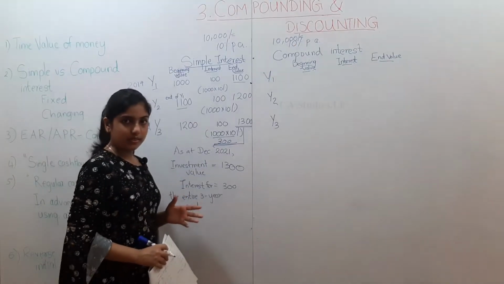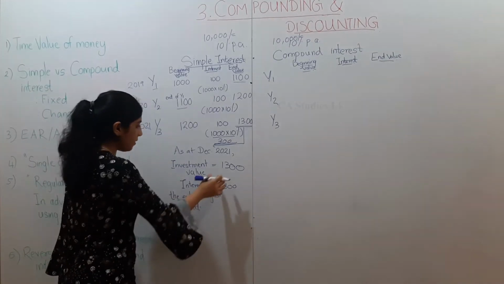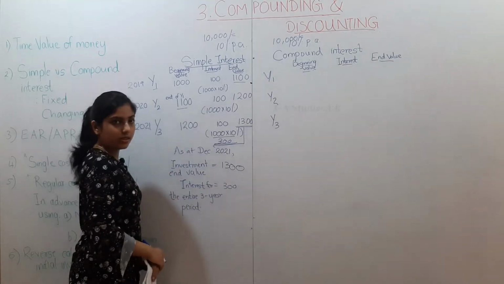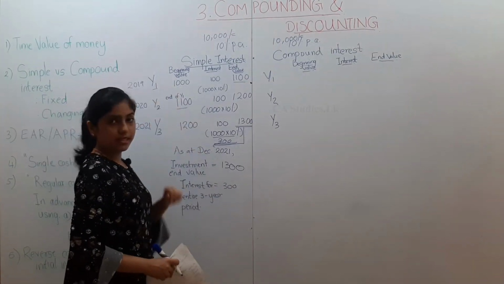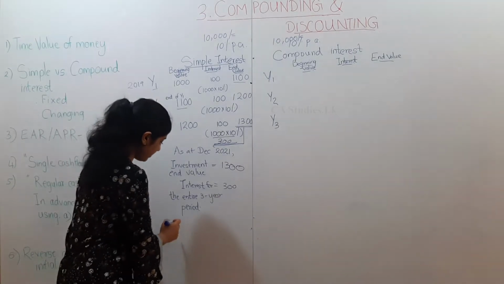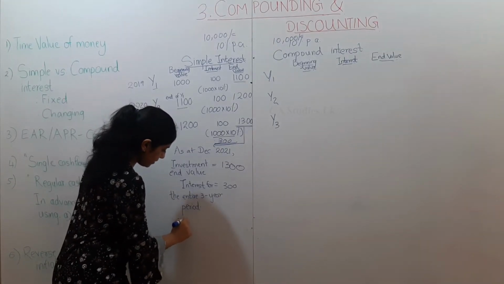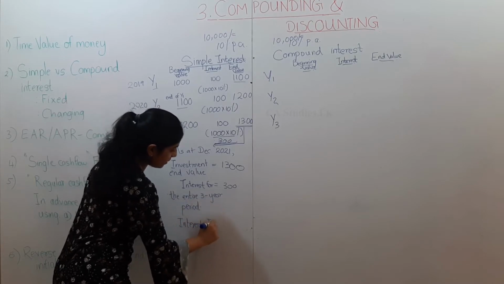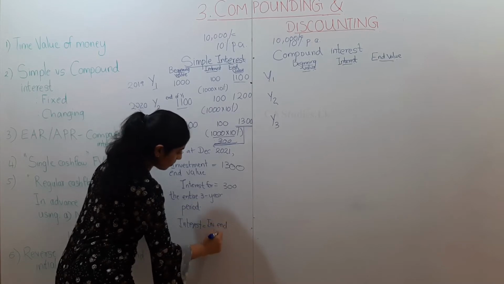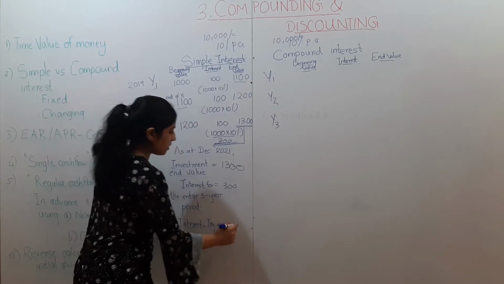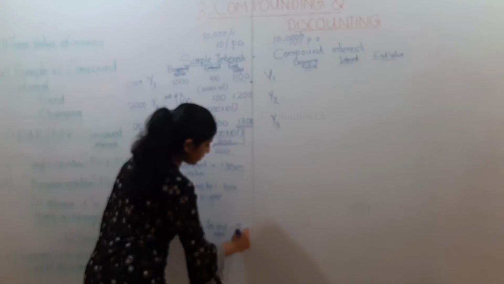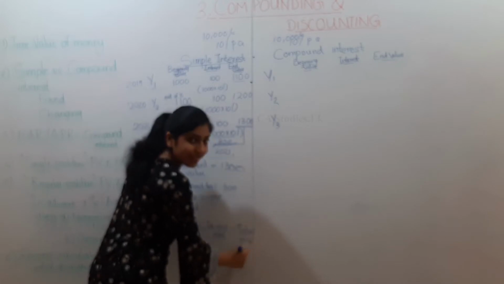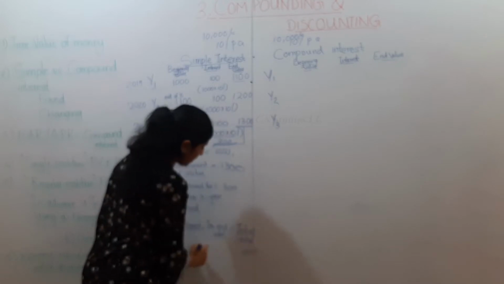A second method is: you have the investment end value as at year 3. You also have the investment beginning value. So, isn't this formula correct? Interest equals investment end value minus initial investment value. It is correct, right? So, the difference will be your interest.